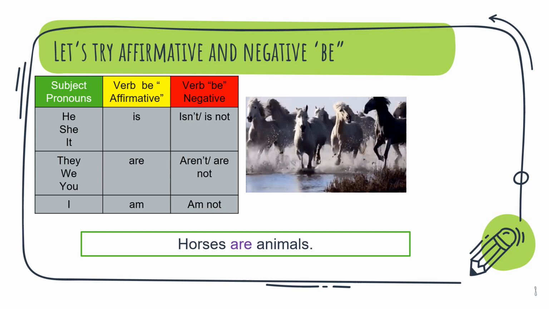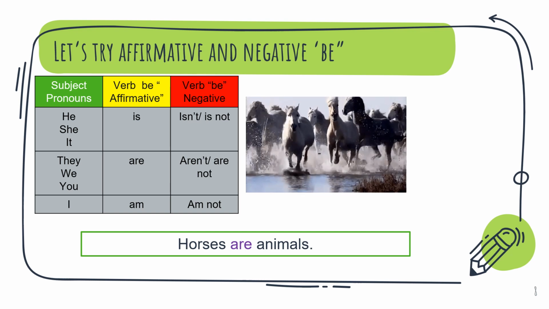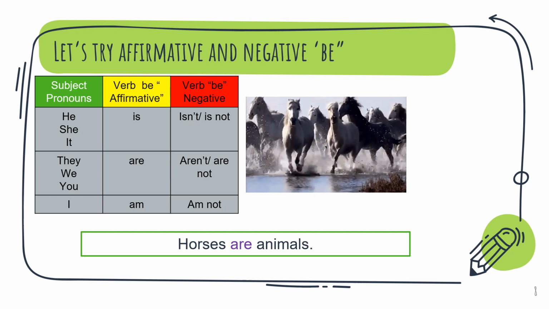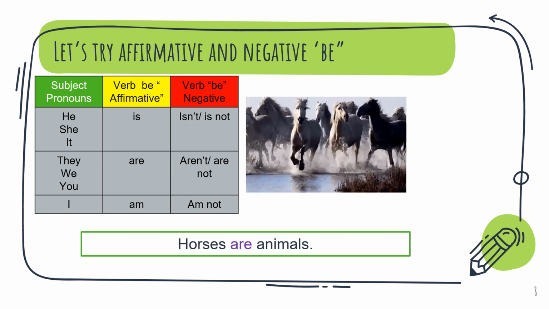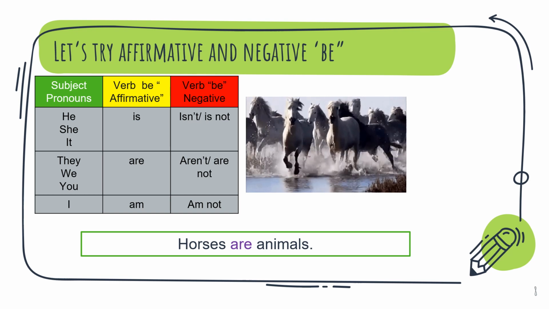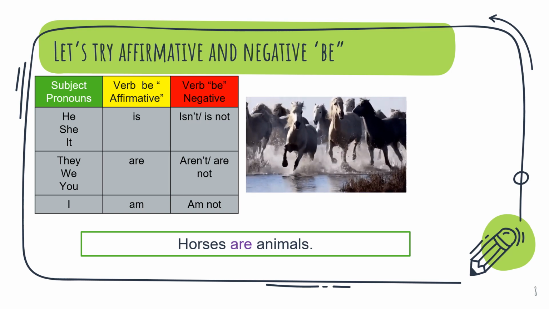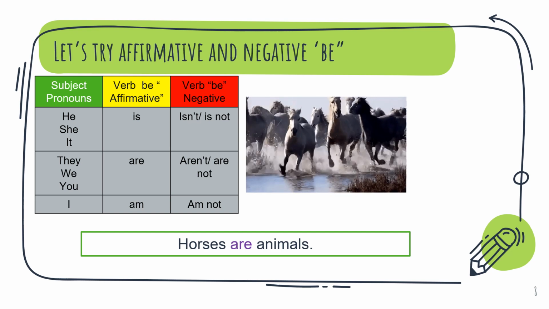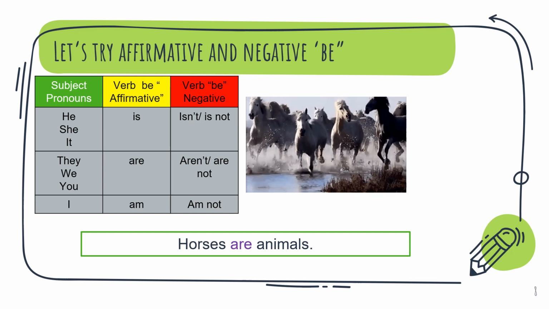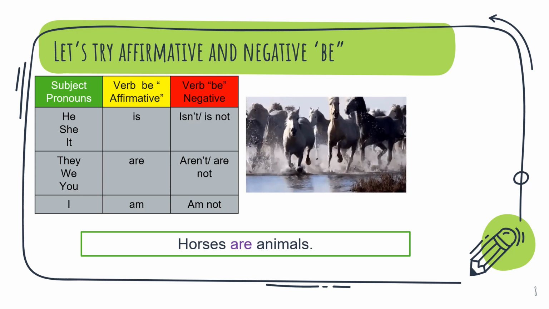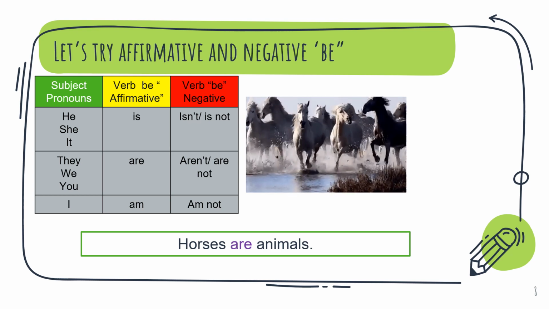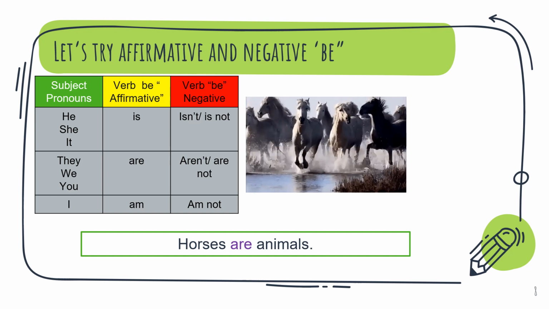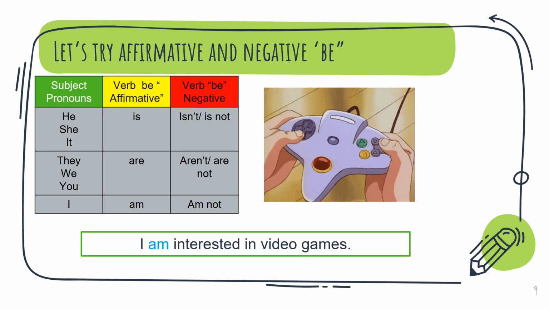So what subject pronoun can we use to replace horses? Since there are many, we have to move on to the second row and see the subject pronouns for plural. We can use they here. So that's why the verb be we use is are. Horses are animals.